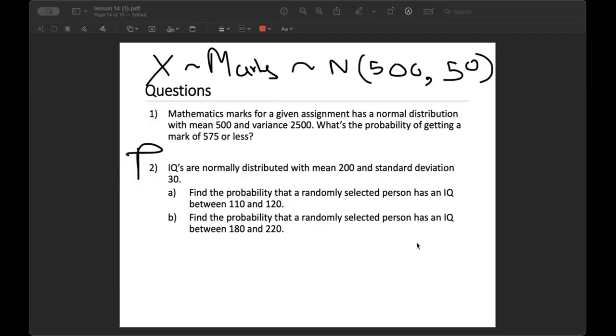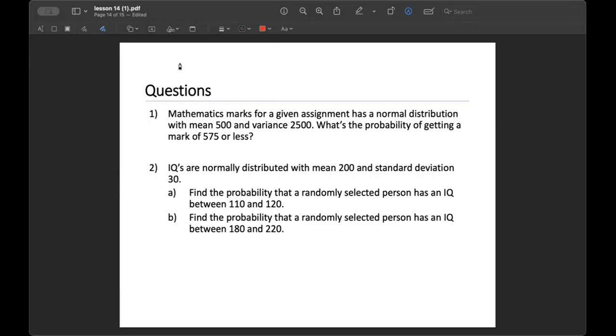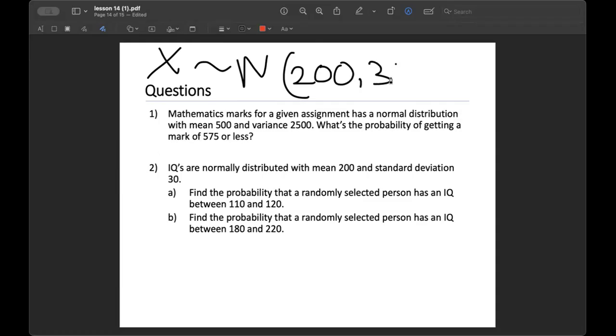Please can you explain? Okay, sure. So in this case, IQs are normally distributed with mean 200 and a standard deviation 30. They have given that. This time, I'll use X as the IQs. X follows a normal distribution with mean 200 and 30 is the standard deviation.